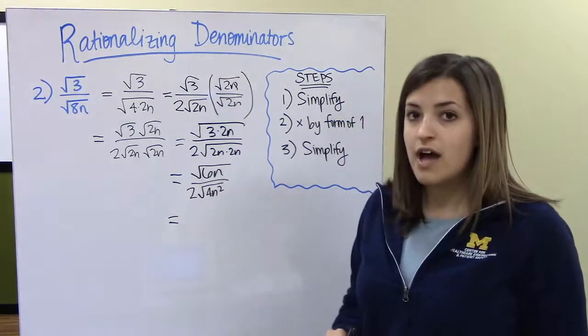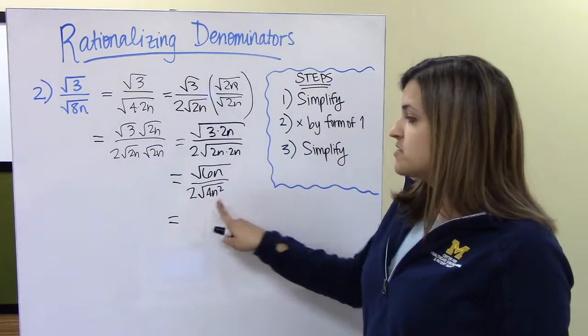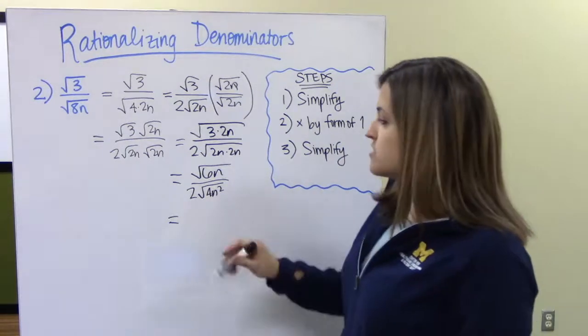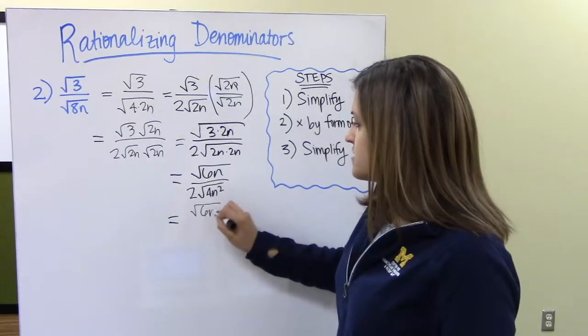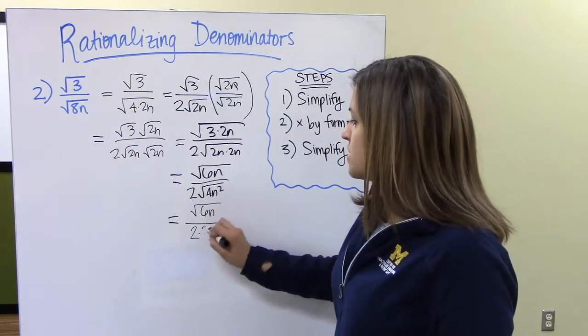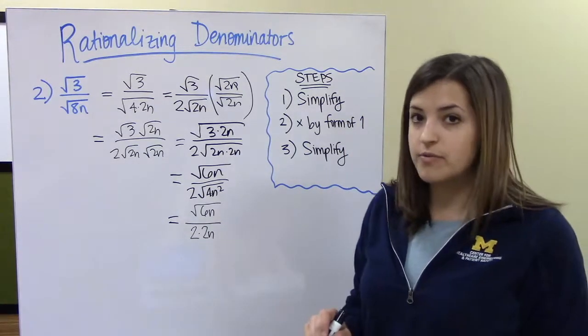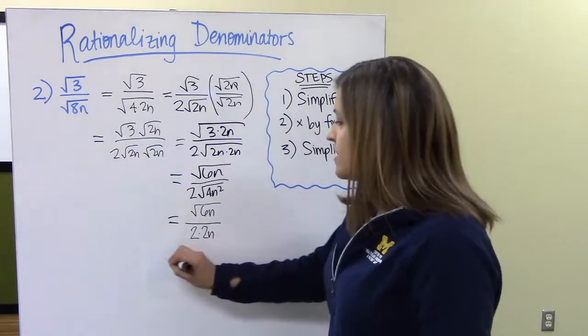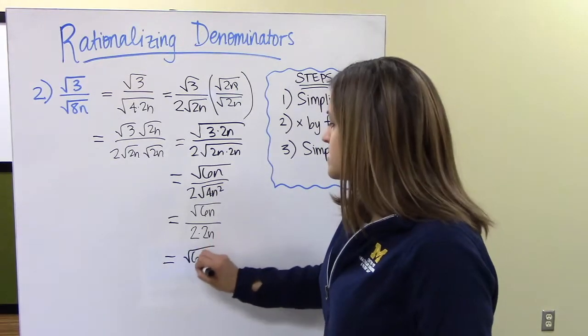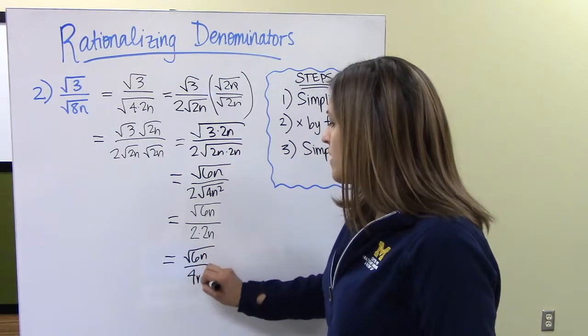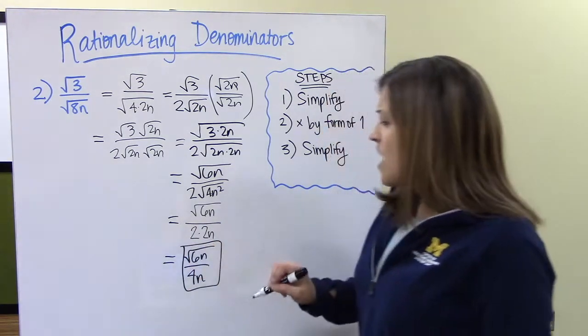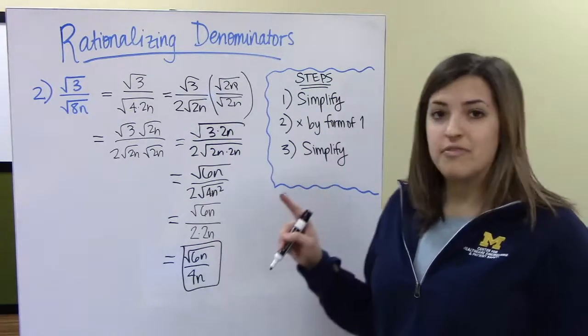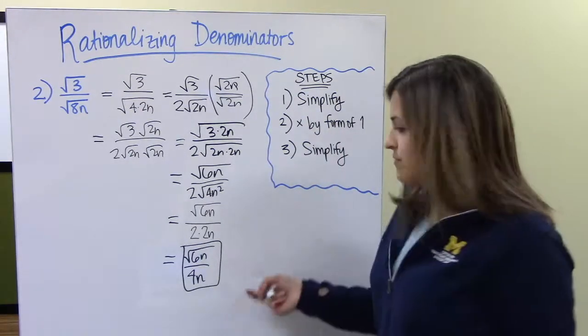Now the bottom, I can use this as a perfect square. So 4n squared, let's see here, I'm going to get square root of 6n over 2 times 2n. That's the square root of 4n squared. So finally, let's see what we got here. Square root of 6n over 4n when I multiply things. And if I follow step 3 and simplify again, I can't simplify any further. So this is my final answer.